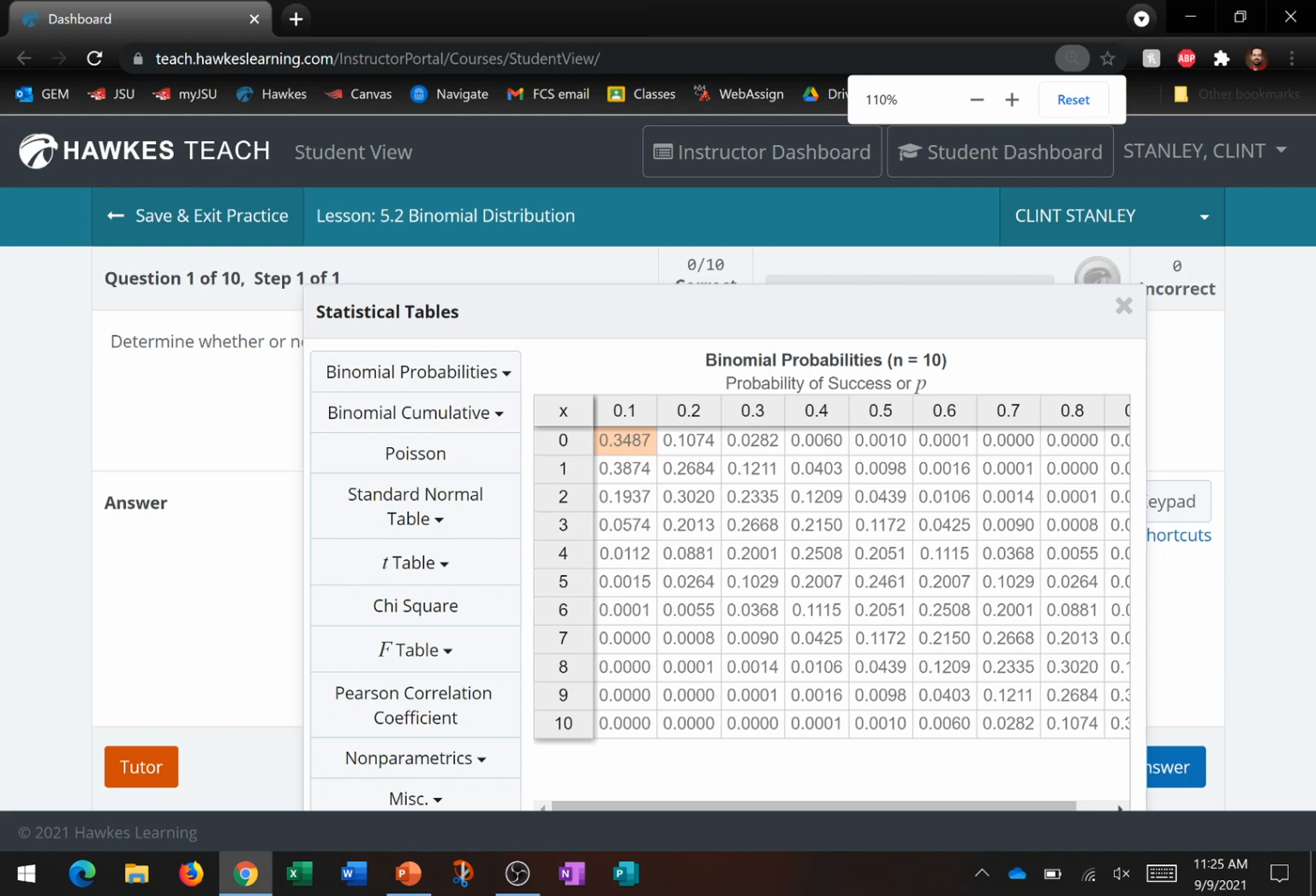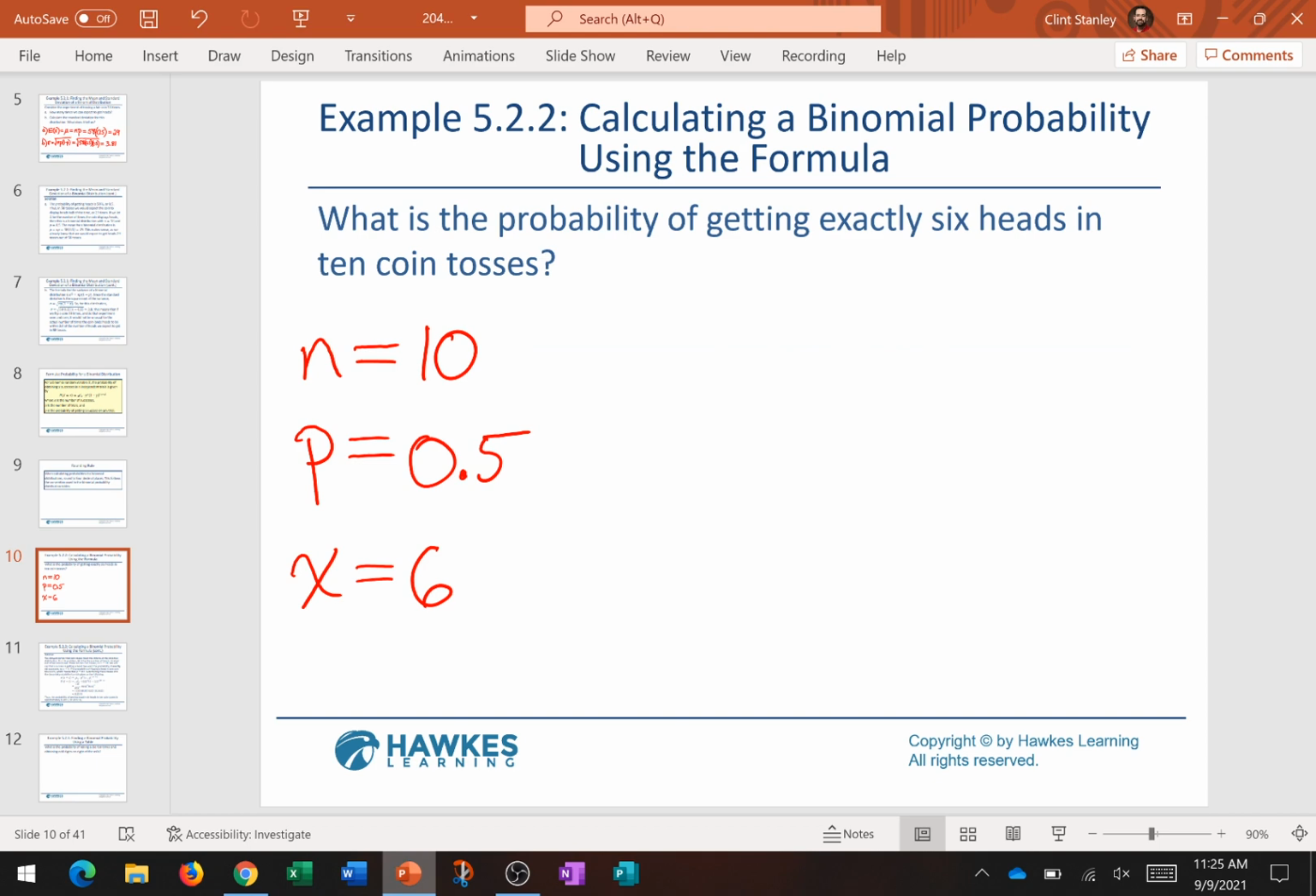Across the top, it gives you values for p. We had a p of 0.5, so we're going to look down that column. And then down the left side, it gives you values for x. We wanted 6 successes, so we'll go to the row for 6. I know it's small up here, but we get 0.2051. That's our probability. We just find where all of our numbers cross.